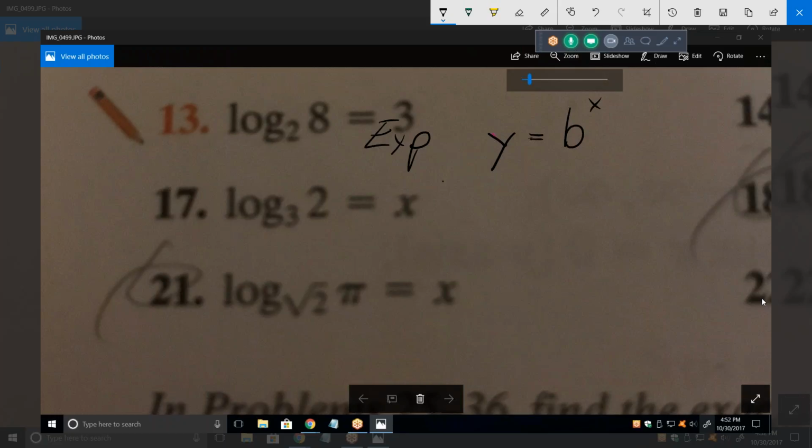Therefore, if I want to write the logarithmic expression, I know the other side of that equation has got to be x. Now all I have to figure out is where to put the b and where to put the y. Where does the b go? B always goes down there, which means the y goes there. So the only thing I need to know to convert these two things is that logs are exponents. That's the one thing you have to always remember.